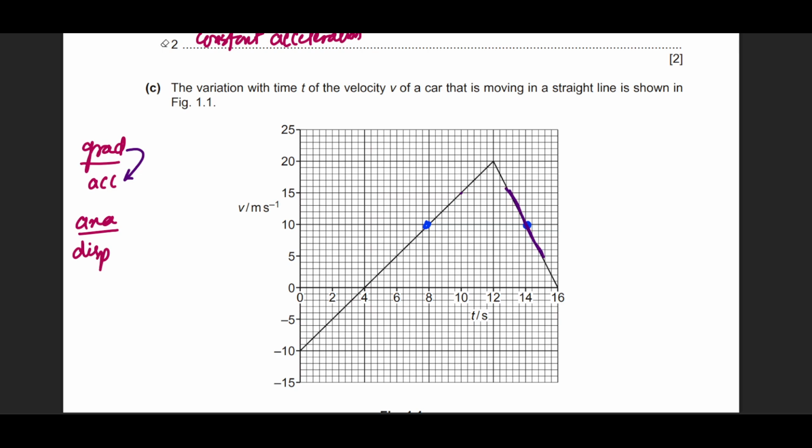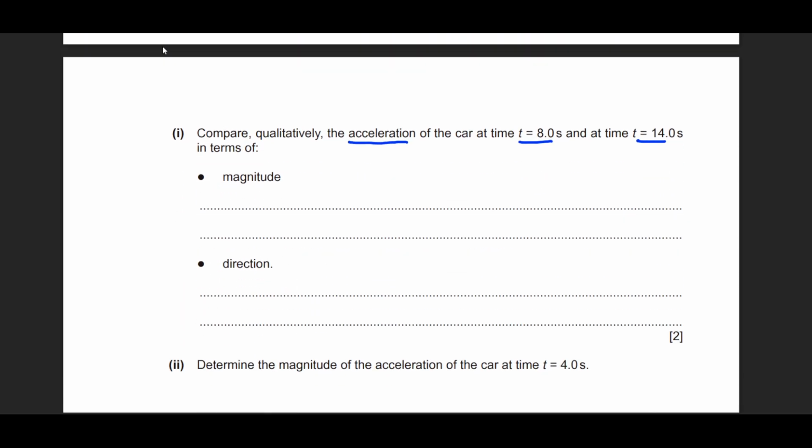I can very well see just by visual inspection that the gradient of the second part and the gradient of the first part are different. Which one is steeper? Gradient 2 is steeper, so gradient 2 is greater than gradient 1. So what I can say about the acceleration is that the acceleration at t equals 14 seconds is greater than the acceleration at t equals 8 seconds. You have to mention these timestamps in your statement, otherwise the answer will not be considered correct.